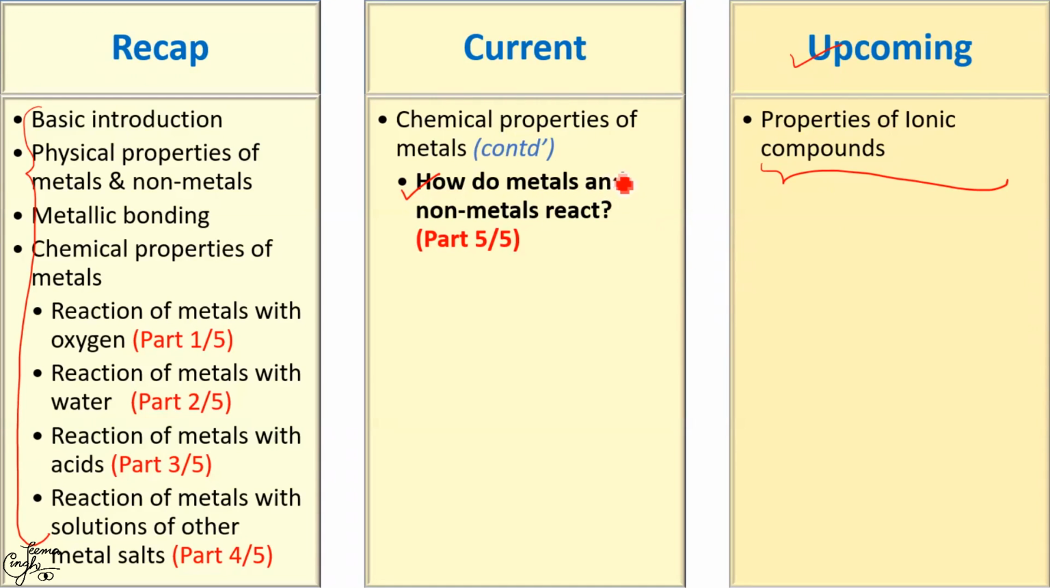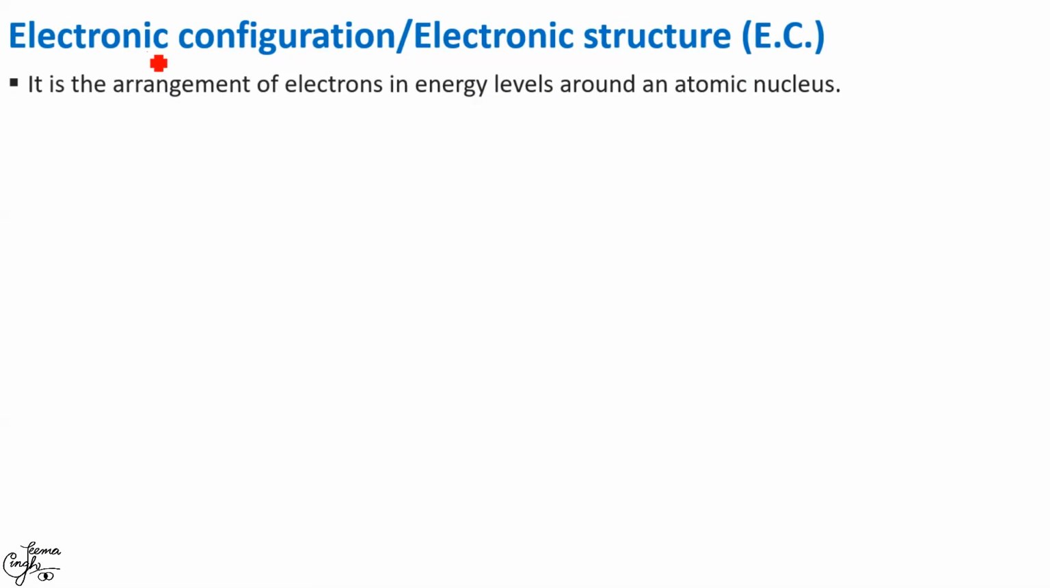Before we study how metals and nonmetals react with each other to form ionic compounds, let us understand why metals and nonmetals react in the first place. For this, we will brush up a few simple or basic concepts that we have learned in class 9. We will also touch upon a few topics that we will study in greater detail in the next chapter, Carbon and its Compounds. Let us begin with brushing up our knowledge about electronic configuration, which is also known as electronic structure.